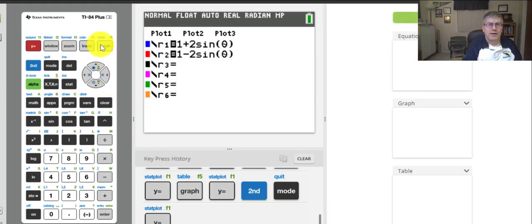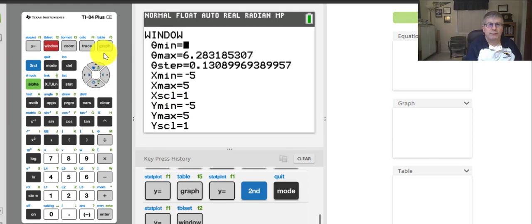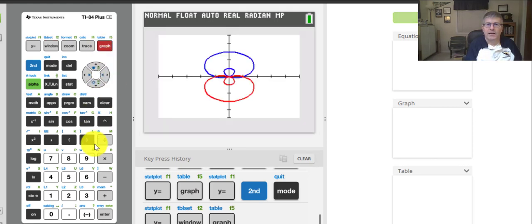So here's my calculator. I've input everything in. I've got my window set. It looks like my x and y axes are going to be between 5 and negative 5. And I hit graph, and sure enough, I get that nice graph.